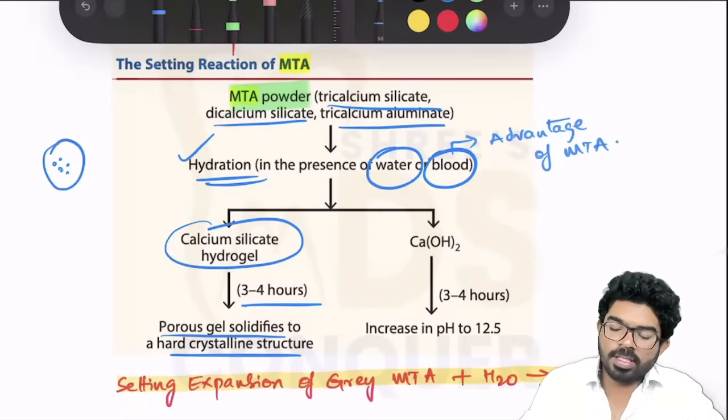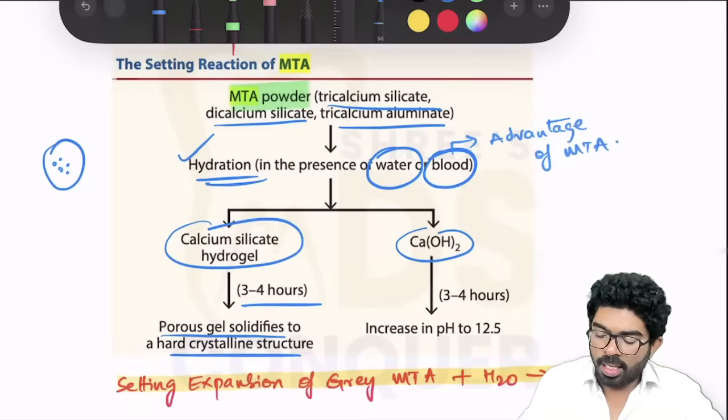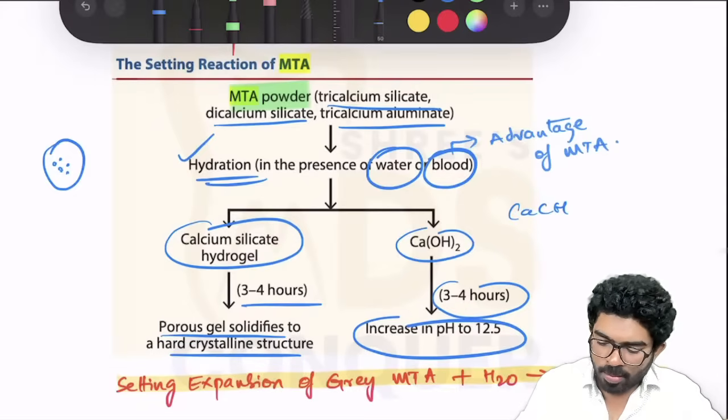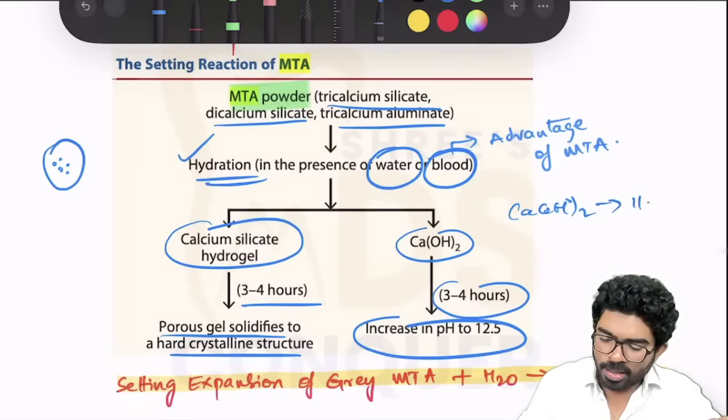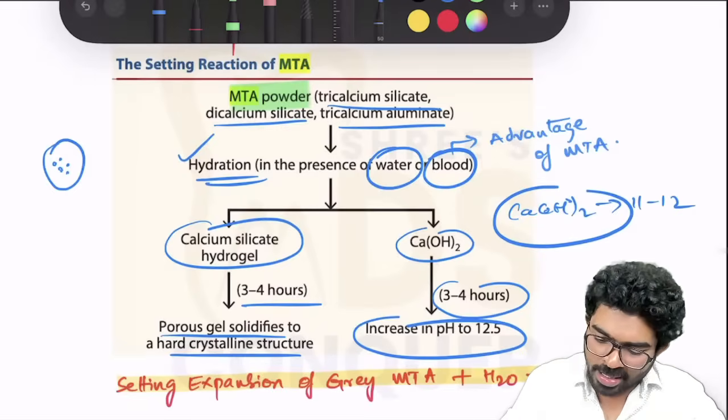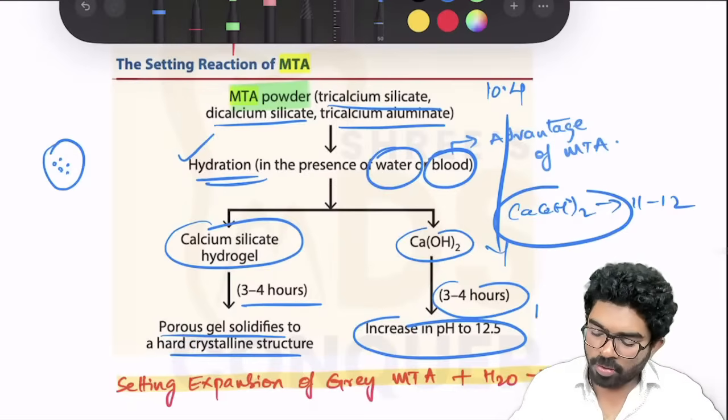And the normal calcium hydroxide that is present increases the pH, because we already know calcium hydroxide. Normal calcium hydroxide pH is only 11 to 12. The same calcium hydroxide present in MTA is going to increase the initial pH of 10.4 to a final pH of 12.4 or 12.5.